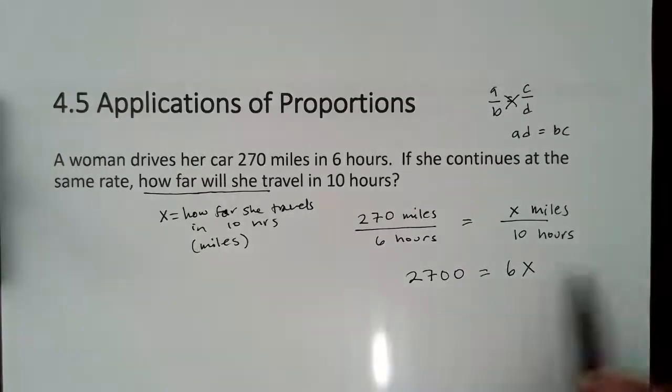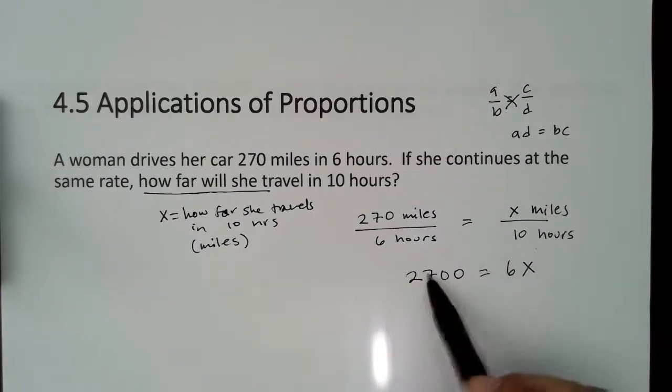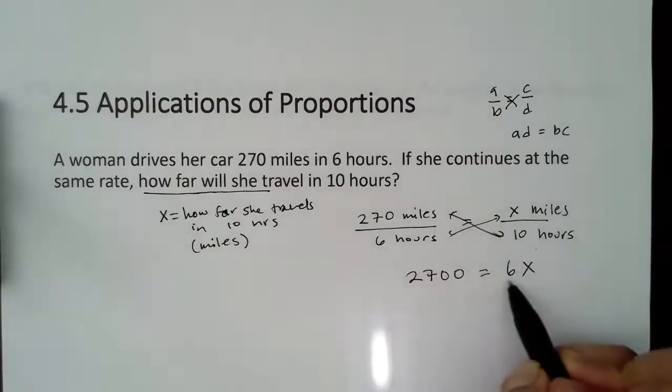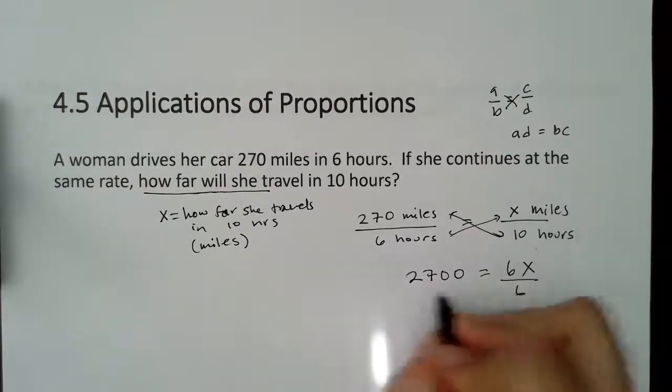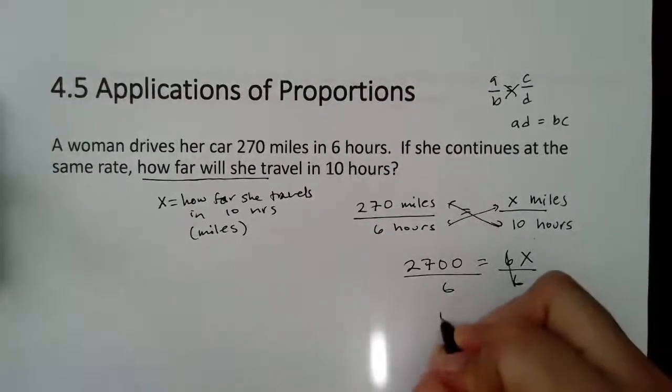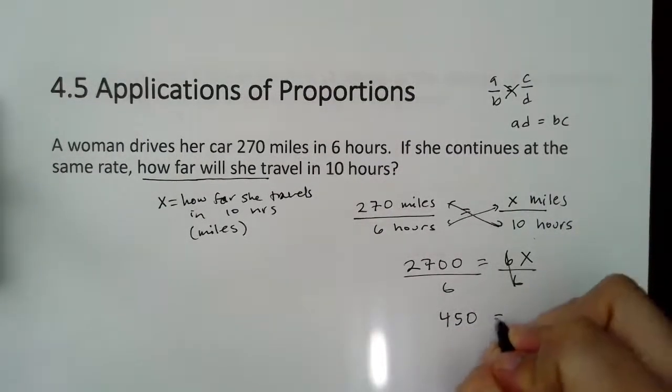270 times 10 is 2,700. And we have x times 6, which we write as 6x. Now we divide both sides by 6, and let's go ahead and do that. So what is that? 2,700 divided by 6 goes in evenly 450 times. 450 is equal to x.